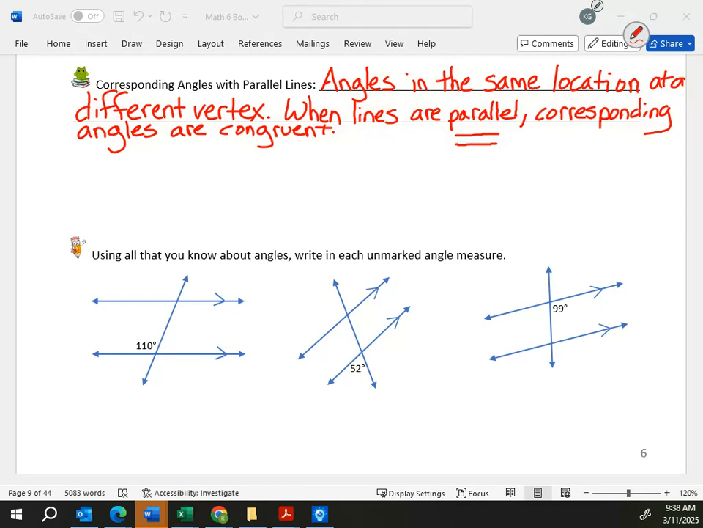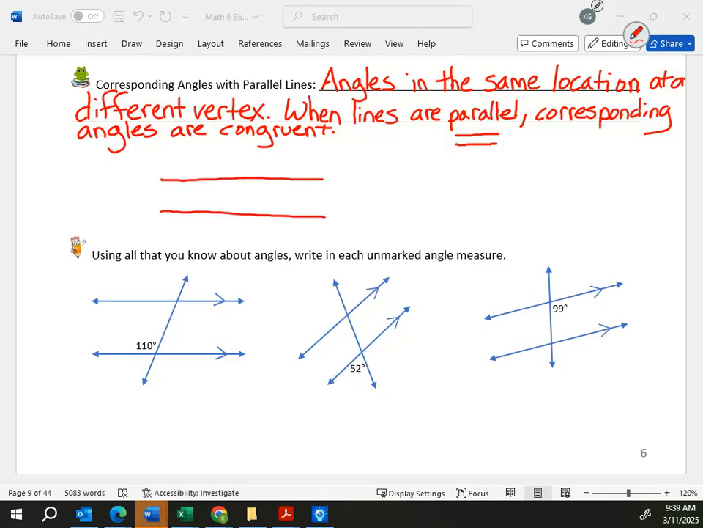We need to really remember what congruent means. These new terms that we're using, we're going to see over and over again. So that's why I keep repeating it over and over again. It's really important that we are remembering. Congruent angles means they're the same measurement. Let's look at what these corresponding angles with parallel lines would look like.